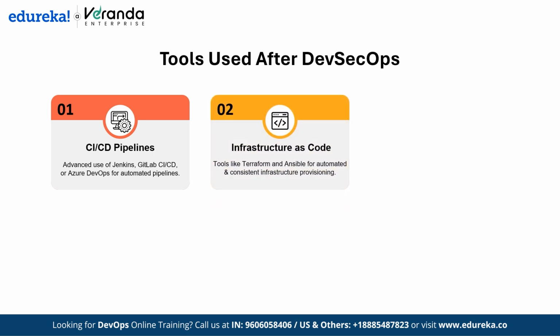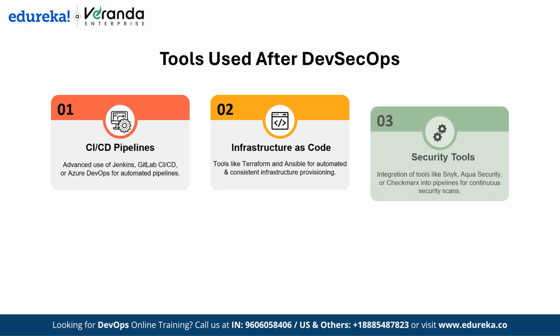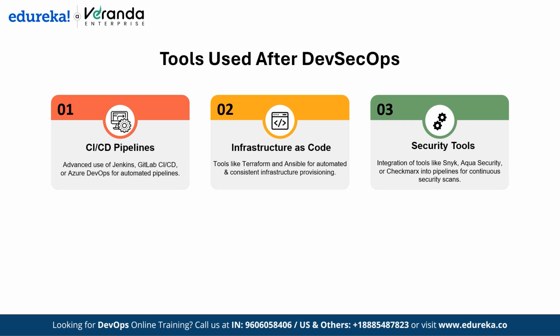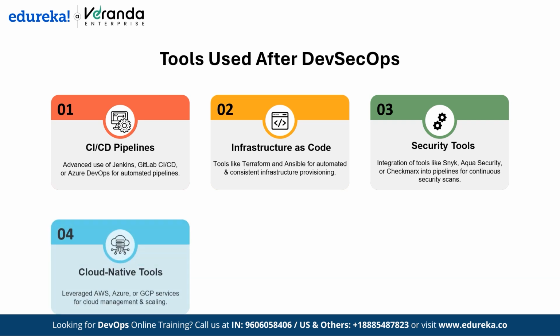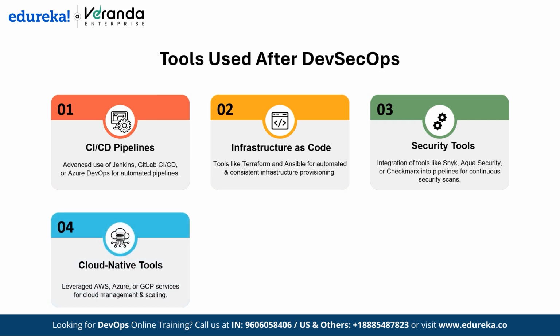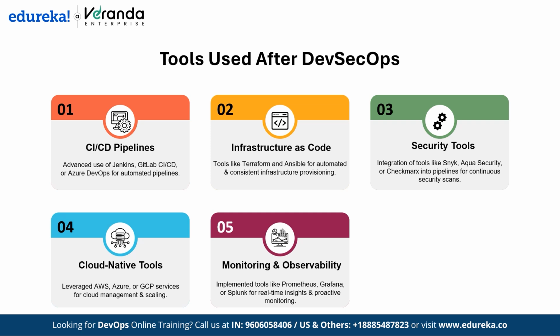Then is the infrastructure as code, tools like Terraform and Ansible for automated and consistent infrastructure provisioning. Third is the security tools, integration of tools like Snyk, Aqua Security or Checkmarx in pipelines for continuous security scans. Then is the cloud-native tools, leveraging AWS, Azure or GCP services for cloud management and scaling. Next is the monitoring and observability, implementing tools like Prometheus, Grafana or Splunk for real-time insights and proactive monitoring.